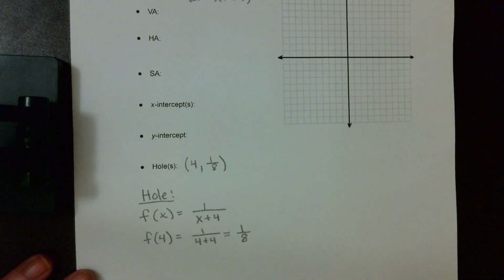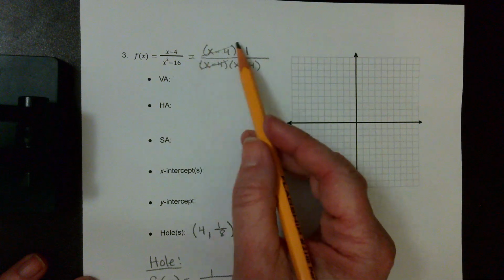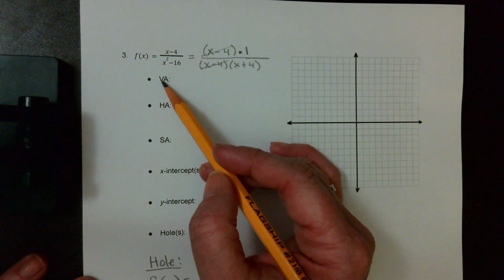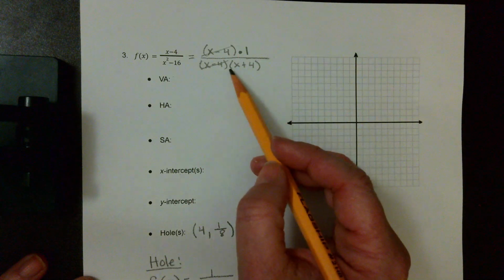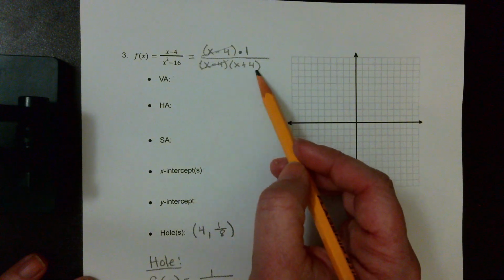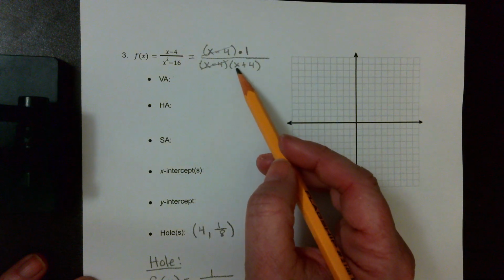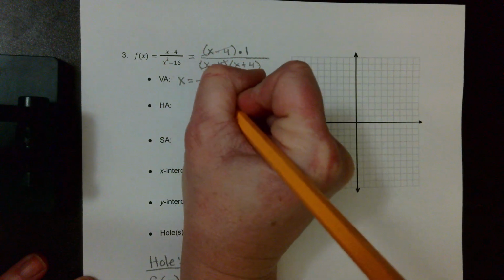The next thing that I'm going to look for is I'm going to go back to my factored function. I saw that I already divided out the x minus 4. So for a vertical asymptote, I'm looking for any other factor in the denominator. Here I see x plus 4. So the value of x that would make this equal to 0 is x equals negative 4.